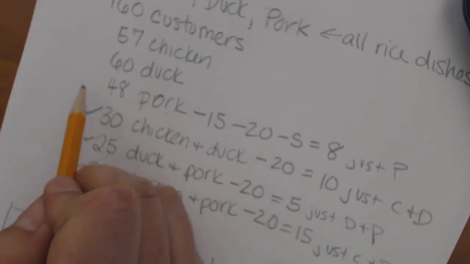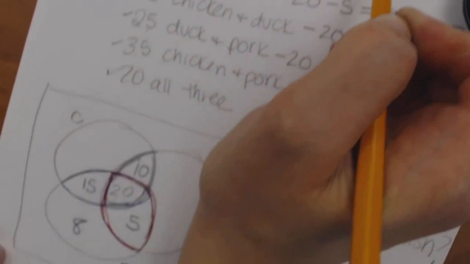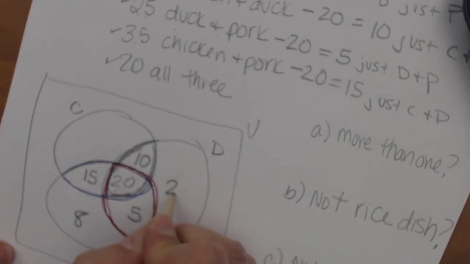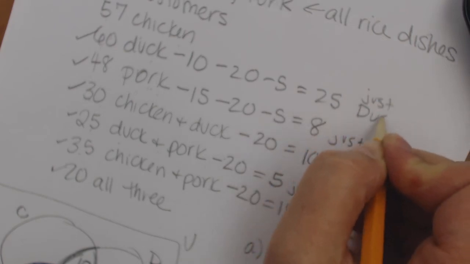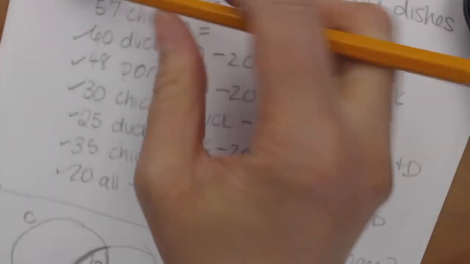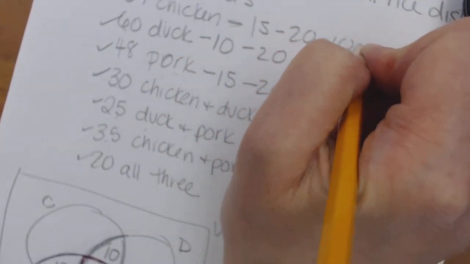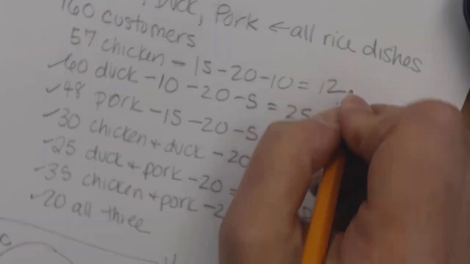Okay, let's do duck, which is next. So duck, we're going to subtract out our 10, our 20, and our 5. So down here, this duck circle is 60. I'm going to deduct out my 10, my 20, and my 5, and I'm going to have 25 left over. So 25 ordered just duck. And last circle is my chicken. My chicken is this circle. I'm going to deduct out minus 15 minus 20 minus 10. So 57 minus 15 minus 20 minus 10, and that's going to give us 12.